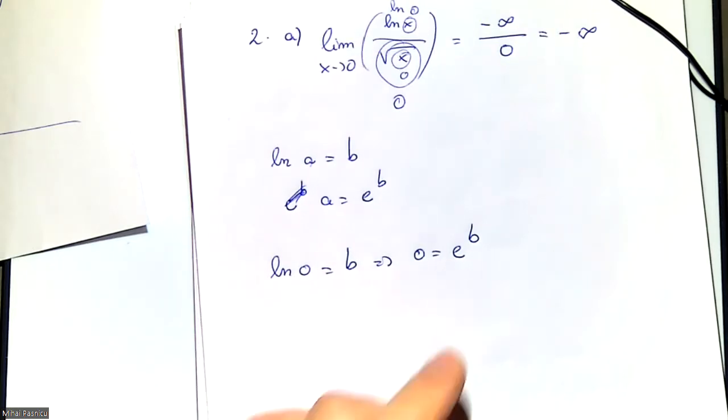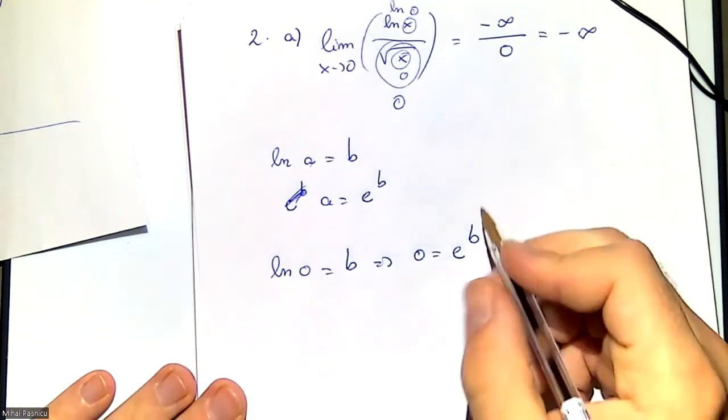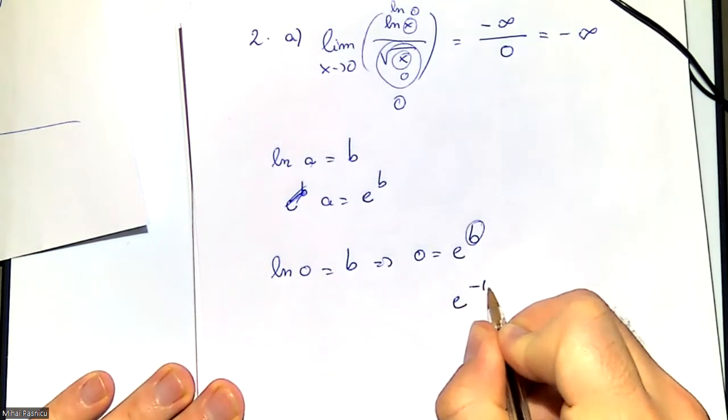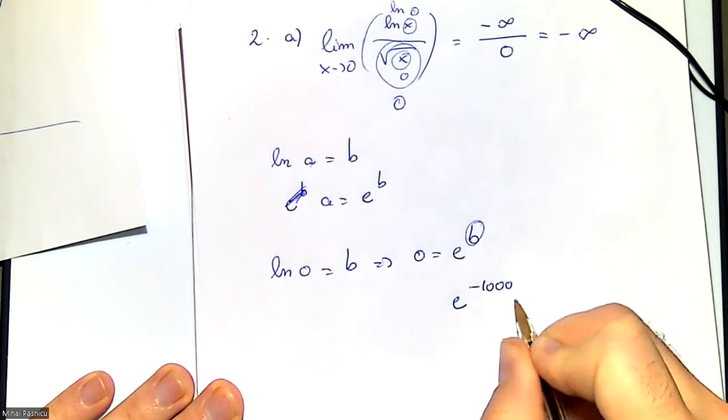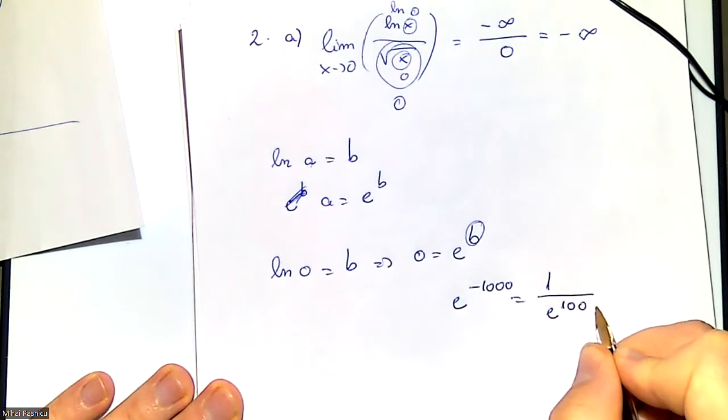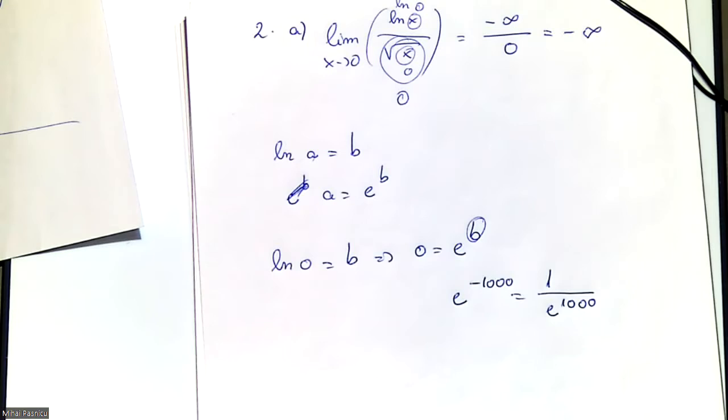The reason is that if I take a really big negative number here, e to the minus 1,000 is just 1 over e to the 1,000. And this, as you can tell, is a really, really small number. So I'm getting close to 0. And that's why the solution to this would be minus infinity, some really, really big negative number. That's why log of 0 goes to minus infinity.